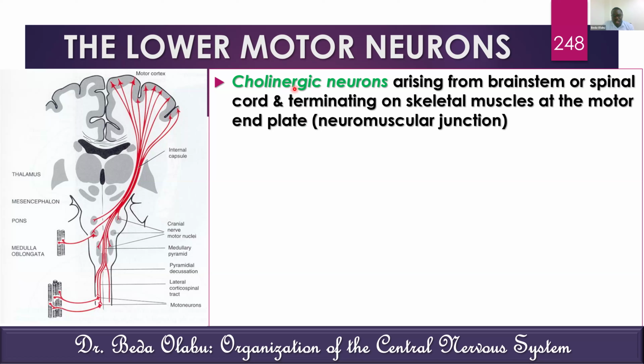Now, the lower motor neurons arise from either the brainstem, if they are cranial nerves, or arise from the spinal cord, if they're spinal nerves, and they terminate in skeletal muscles. The synapse between skeletal muscles and motor neurons is what we call the motor end plate or the neuromuscular junction. So in this image, we can see lower motor neuron arising from the brainstem to muscles. And here we can see lower motor neurons arising from the spinal cord to muscles. They have already been influenced by the upper motor neurons. So in this case, corticonuclear, and in this other case, corticospinal.